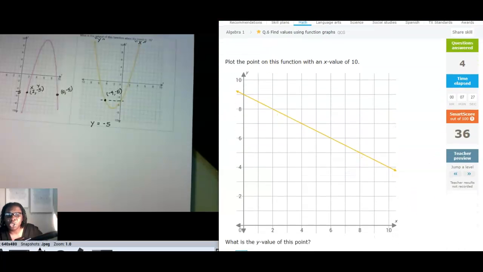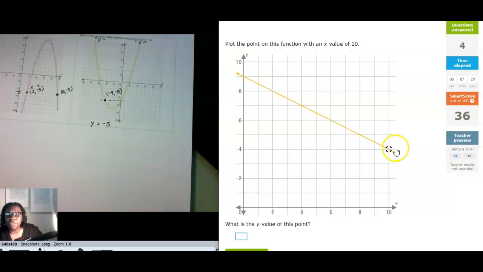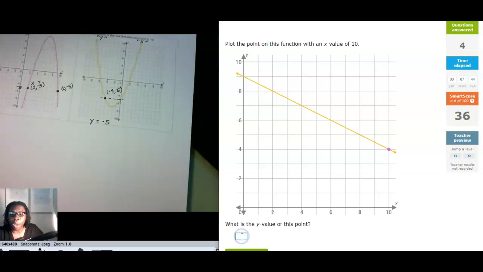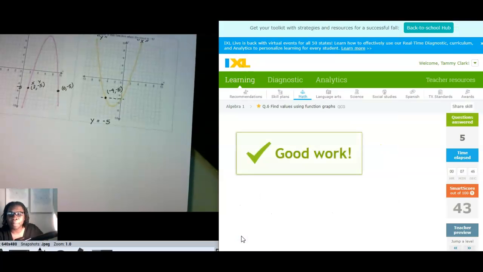We're asked here to plot the point on this function with an x value of 10. So again, we go along the horizontal axis, we get to 10. We take our cursor up until we hit the function at 4. So the y value is 4.